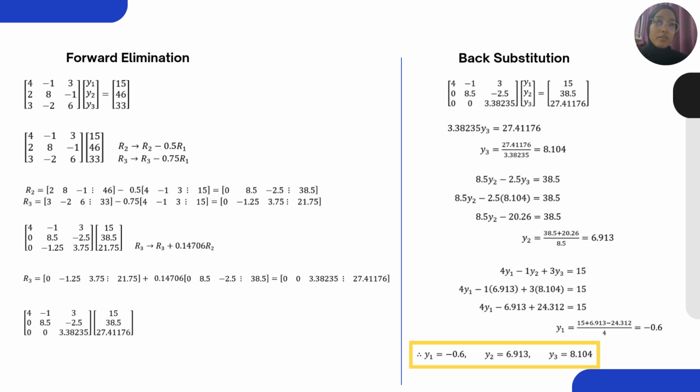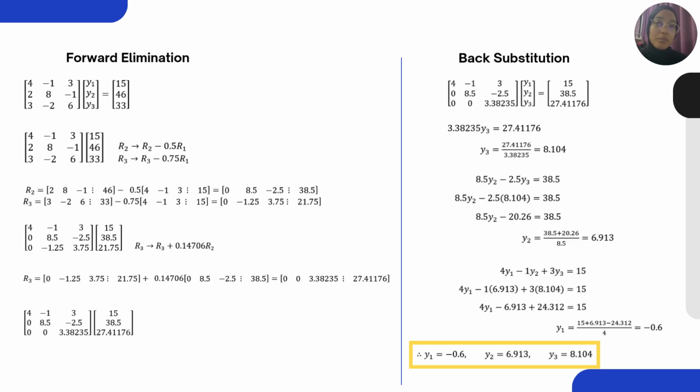Next, to eliminate the variable y1 from the second and third rows, we have to apply row operations. First, we subtract 0.5 of row 1 from row 2, and then subtract 0.75 times row 1 from row 3. After performing these operations, the matrix now has zeros below the first pivot element. To eliminate the second variable in row 3, we then add approximately 0.1406 times row 2 to row 3. As a result, the augmented matrix is transformed into an upper triangular matrix, which completes the forward elimination process.